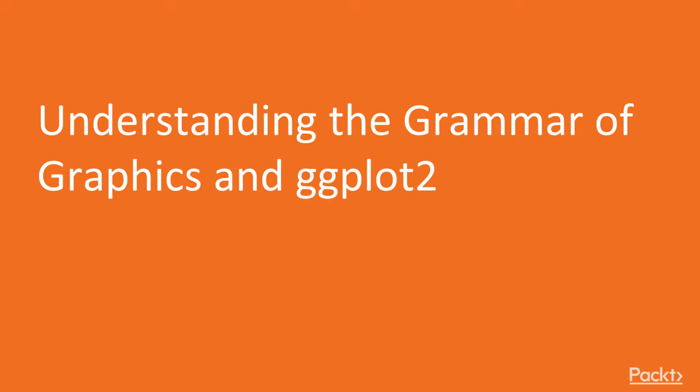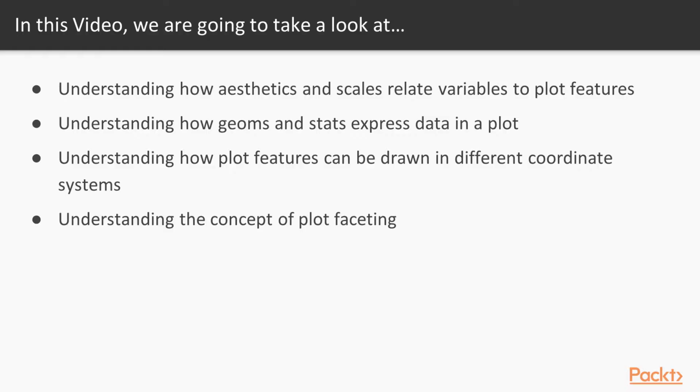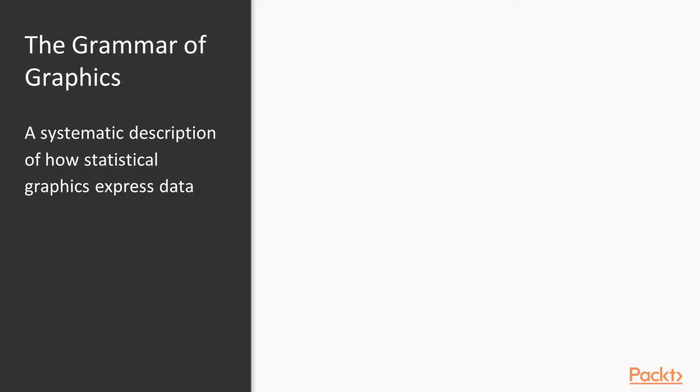This video is on understanding the grammar of graphics and ggplot2. In this video, we'll learn about the two most important concepts in the grammar of graphics: how aesthetics and scales relate data variables to plot features, and how geoms and stats express the data. We'll learn how different coordinate systems can be used to draw the same plot elements in different ways. Finally, we'll learn about how faceting can be used to draw subsets of the plot as separate plots. Let's begin with a brief introduction to the concept of the grammar of graphics.